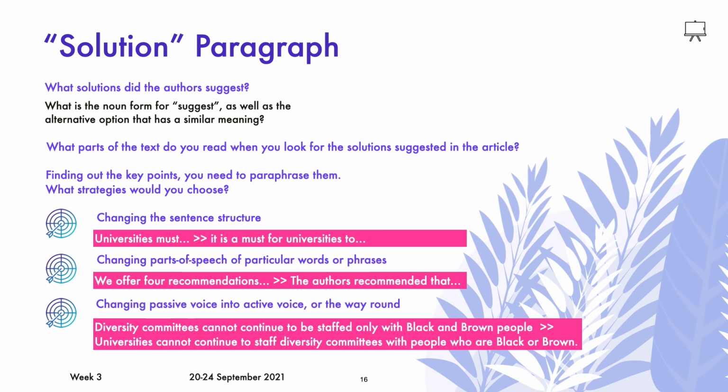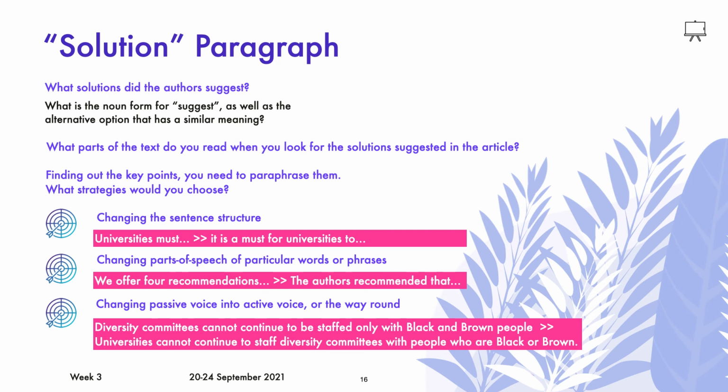So you may want to separate the problem paragraph from the solution paragraph. So you have 2 paragraphs, maybe. It's up to you. Paragraphing is a way to separate different points. Remember, you are going to write one paragraph for 1 point. So in this paragraph, you may want to talk about what solutions the authors suggested.